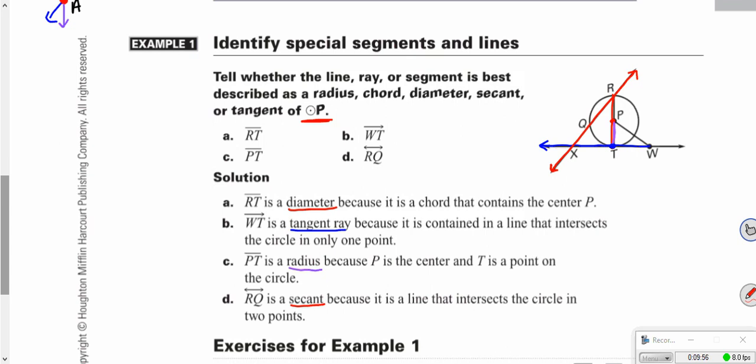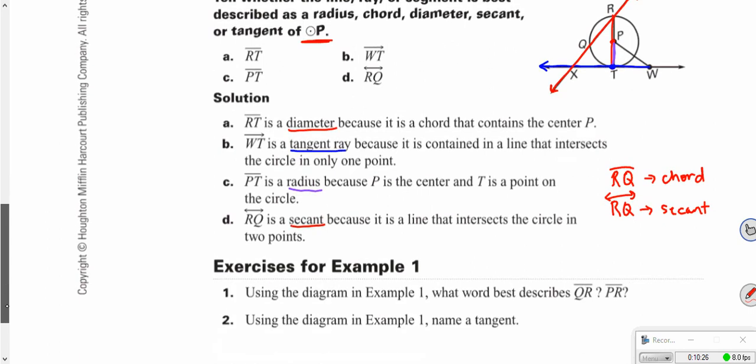Now, if we said segment RQ, segment RQ would be a chord. But line RQ is a secant. I just want to point out the difference to you guys again. Segments with the endpoints on the circle are chords. A secant is a line that goes all the way through. Okay, let's go down to some of the practice problems.